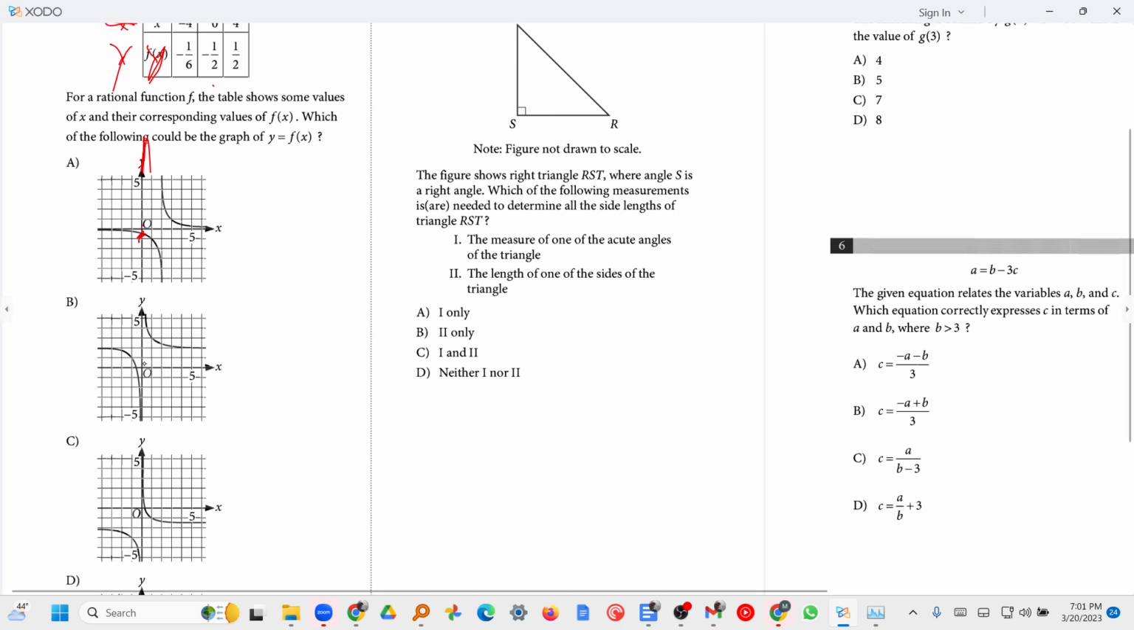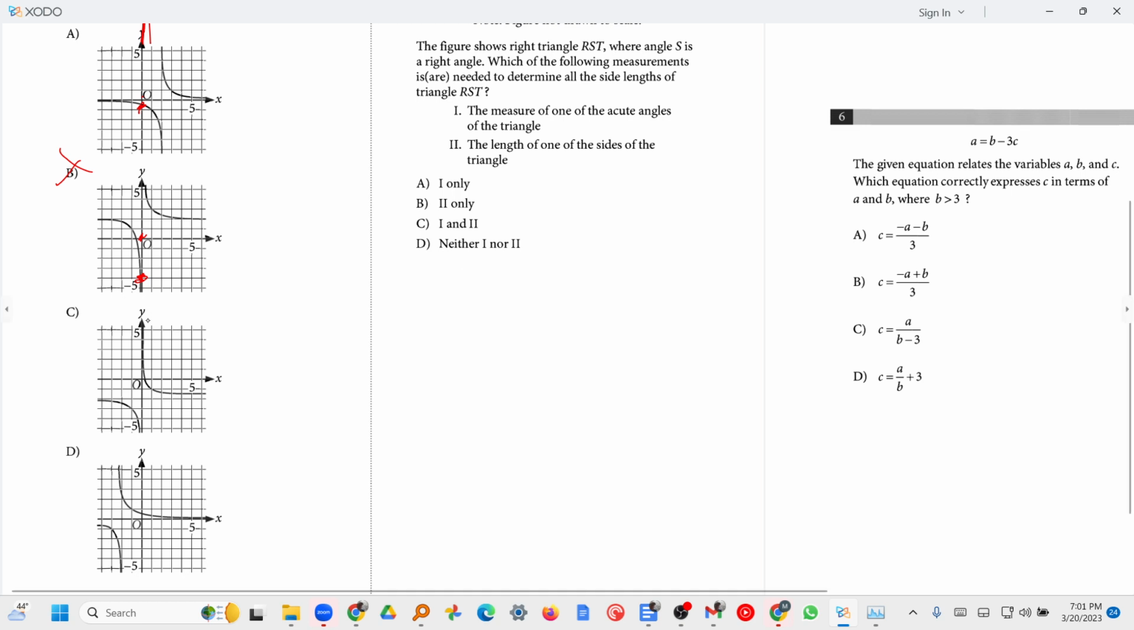For B, when x is 0, does it look like I have a y? No, y is way down here. And so B is going to go. And then for C, if x is 0, nope. I either have down here or way up here, so I don't have that.